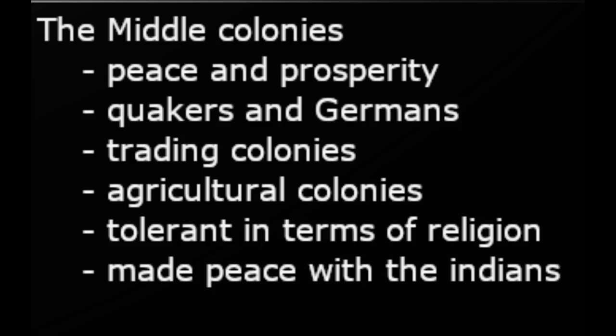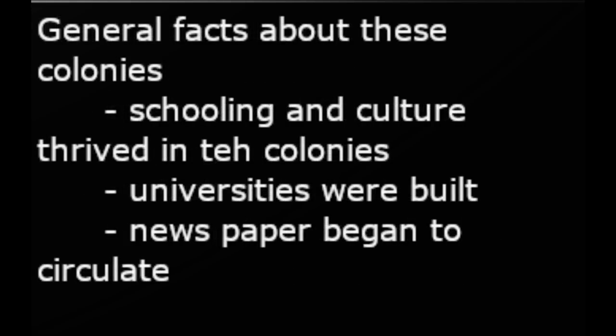And now in general, the schooling and culture flourished in the colonies. This is extra information about how important teaching, church, religion, and school were. So we have Harvard in Massachusetts, and Yale University in Connecticut, and Princeton University in New Jersey, and Columbia University in New York. And then even the newspaper began to be circulated in the colonies.